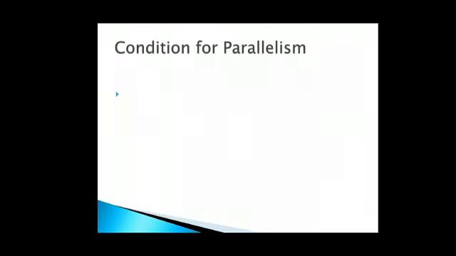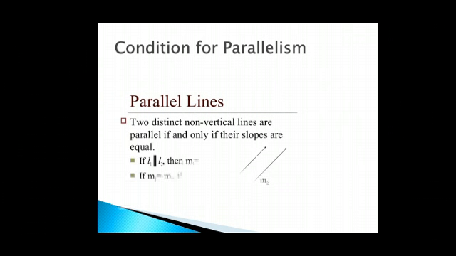If the two lines are parallel, then the slope of the lines are equal. In the figure, consider two non-vertical lines and line L1 is parallel to line L2. So, we can conclude that their slopes m1 and m2 are equal. Conversely, if I know that slope of two lines is equal, that is m1 is equal to m2, then I can conclude that the two lines are parallel to each other.